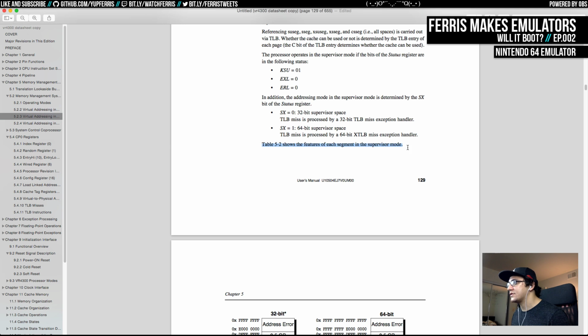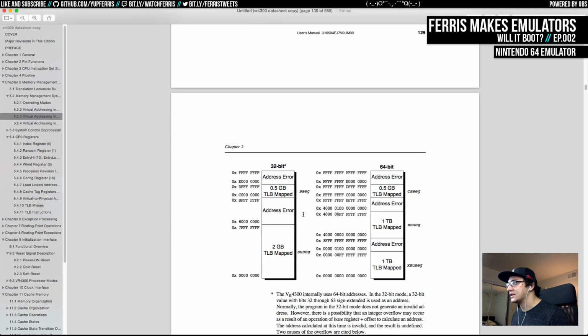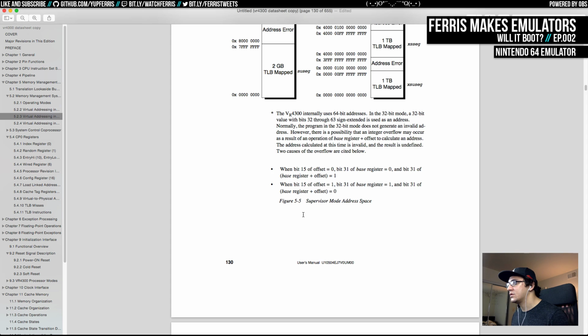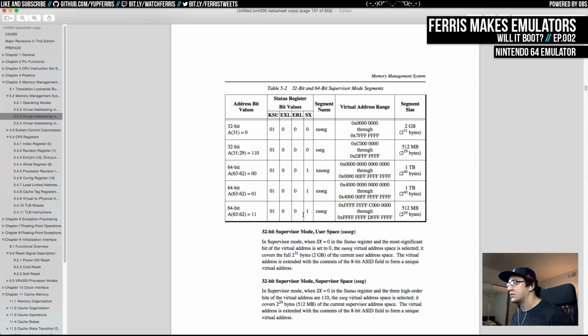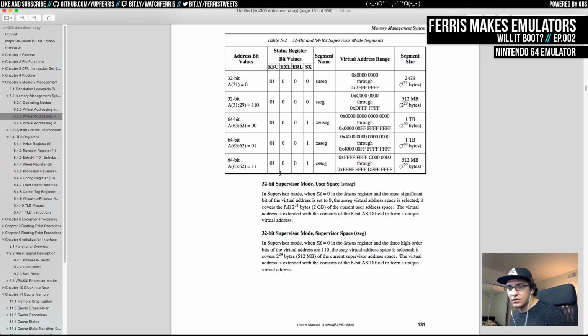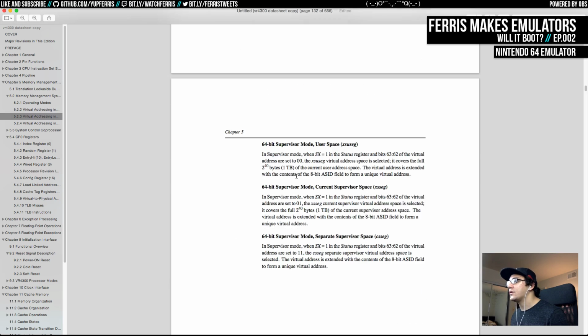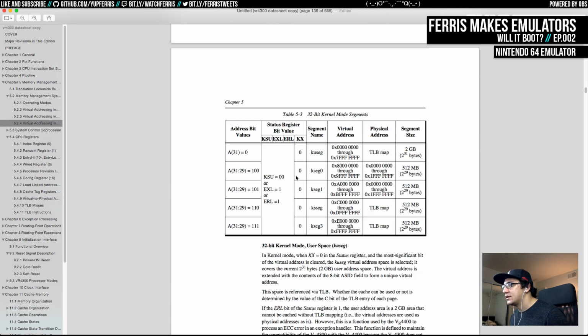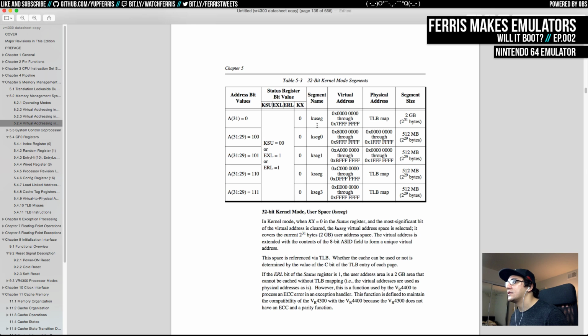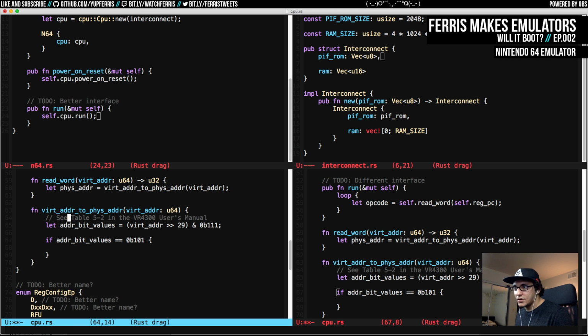Table 5.2 shows the features of each segment, and I think that's this. So I think this was 5.2. Maybe I'm wrong. Oh, that's not the table from before. That's the 64-bit one. Oh, yep, you're totally right. You guys got it. Nice. 32-bit right here, 5.3. Yep, correct. Good.